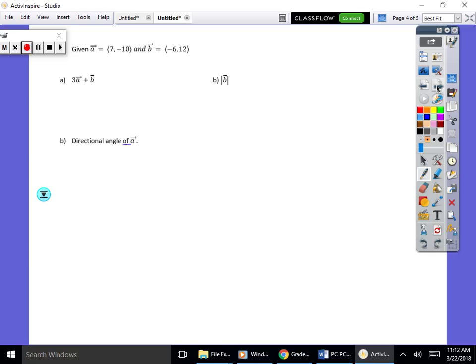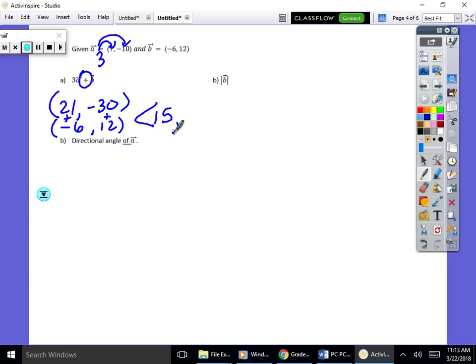So what do I do here? Easiest problem. What am I going to do? Come on, everyone should ace this one. I'm going to share the 3, right? 3 times 7, 3 times negative 10. So that gives me 21, negative 30. And I'm going to add to it negative 6 and 12, right? They want me to add, yes? You do whatever it says, order of operations, okay? So what's 21 minus 6? And what's negative 30 plus 12? Negative 18. Okay. This here, these symbols mean magnitude.